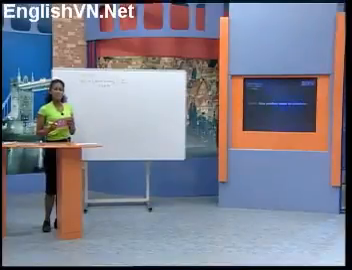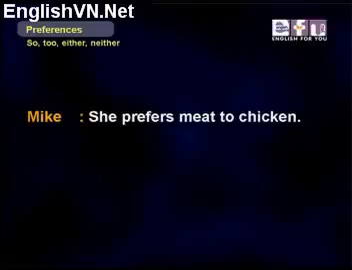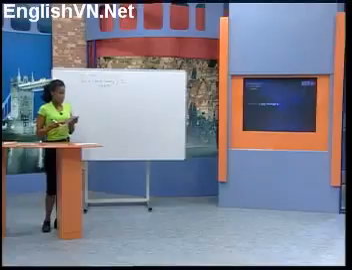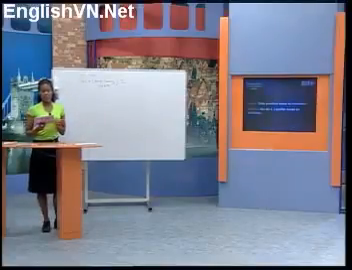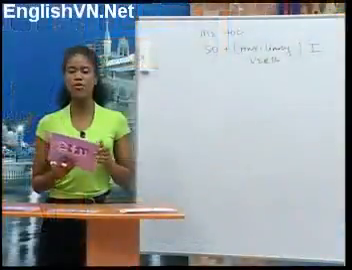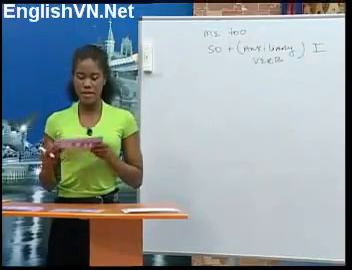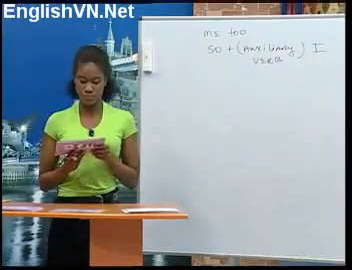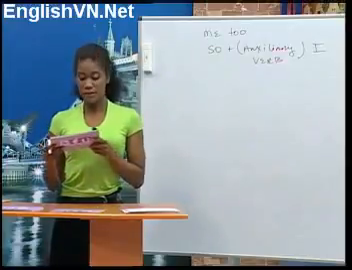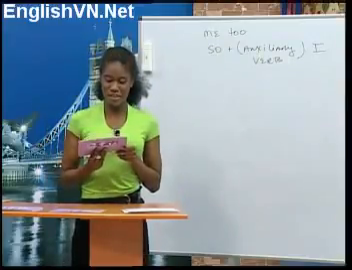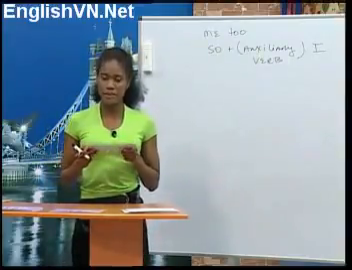Let's have a look at another example. Mike says she prefers meat to chicken. Susan can say, so do I. I prefer meat to chicken. Notice that with each of these examples, when Mike speaks, he is using a normal verb, not an auxiliary verb. And Susan agrees by using the auxiliary verb do. We always use this auxiliary verb when we agree with someone if they are using a normal verb to talk about their preferences or opinions.